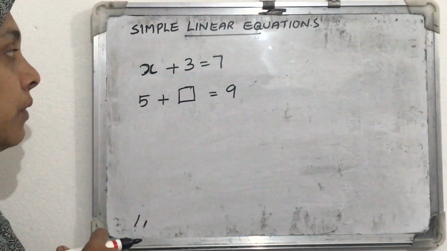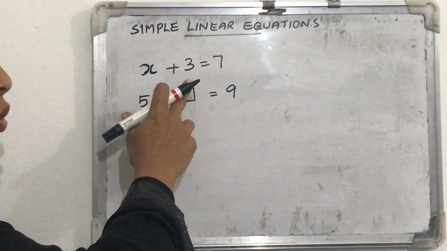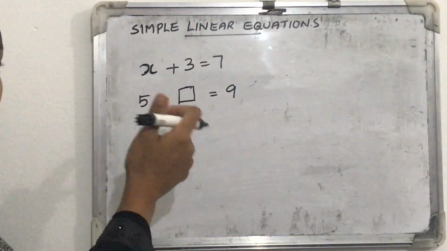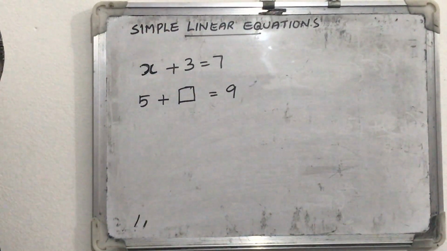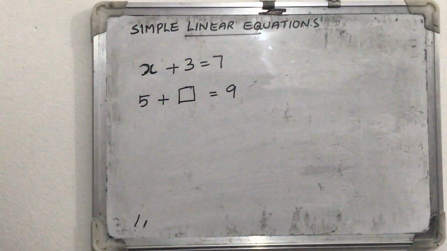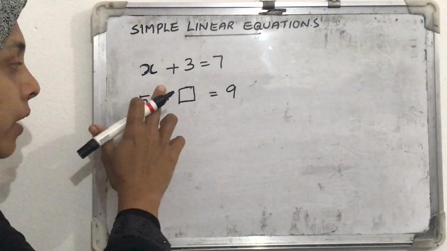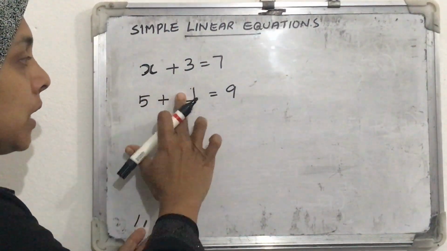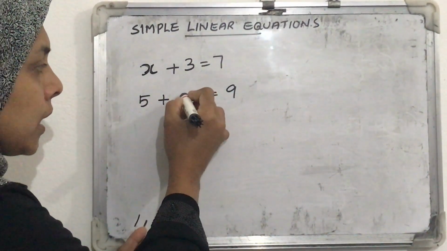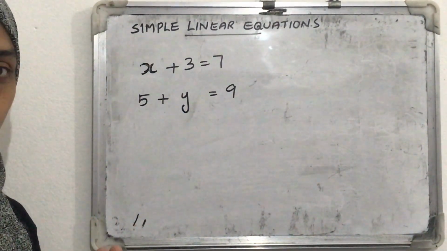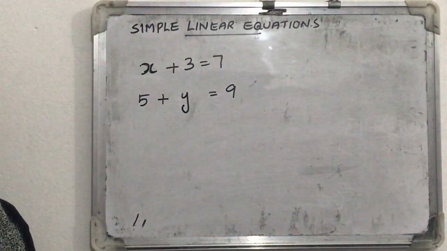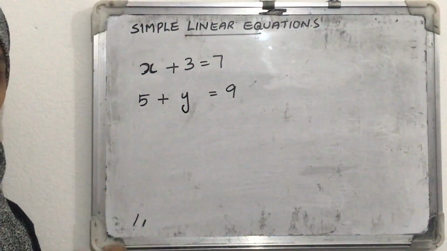Here, which value will be added to 3 to get 7? For that we can use any variable: x plus 3 equals 7. Then we can find the value of x. Just like here, 5 plus box, instead of the box we can take any variable y: 5 plus y equals 9. Then we are finding the unknown value of y.